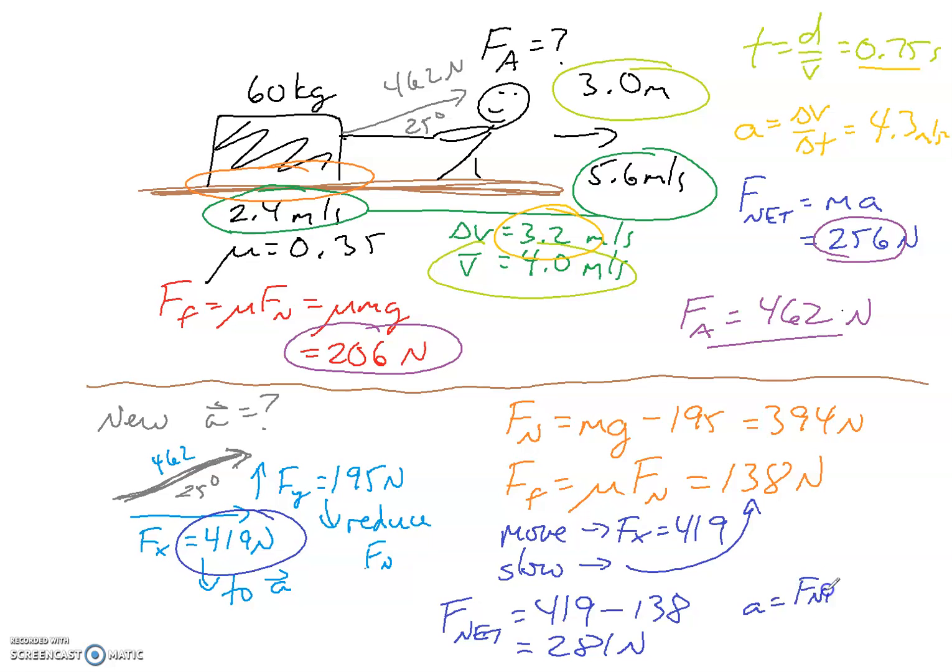Now that I have the net force, I can find my acceleration. Acceleration would be the net force divided by the mass. The mass hasn't changed. So we have an acceleration now of about 4.7 meters per second squared.